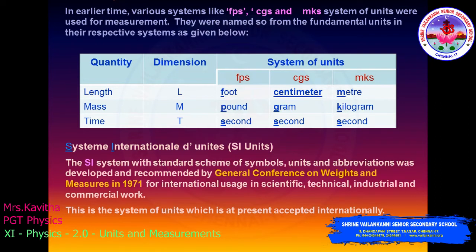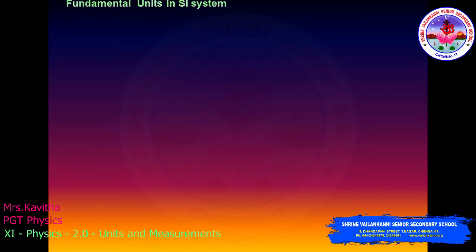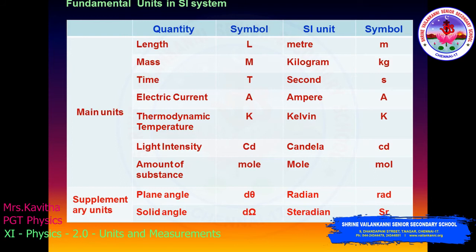The next one is the fundamental units in the SI system. We said that there are 7 main fundamental units and 2 supplementary units, which you are seeing in the tabular column. For each quantity it has the symbol and the SI unit, and the SI unit symbol also. These are standardized, and we have been following them from the 1970s.